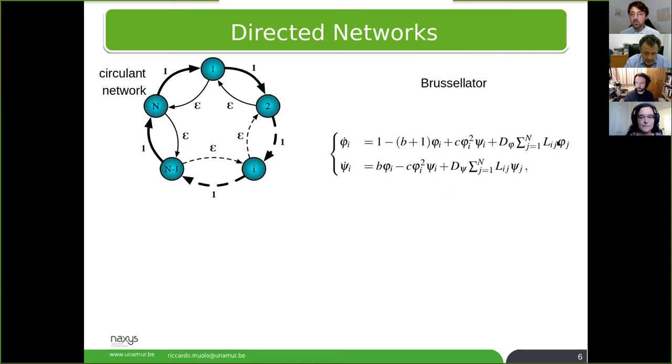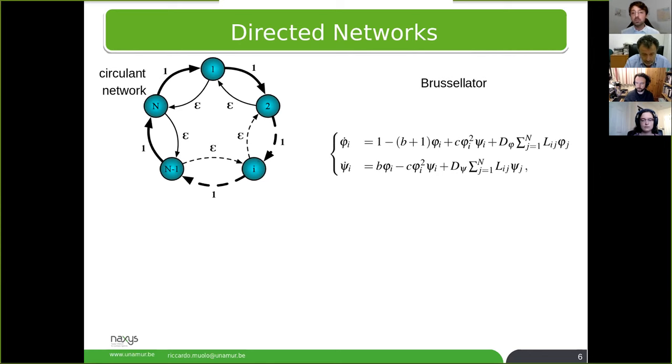We study this system with diffusive coupling on a network that is called circulant, so it's a bidirected ring. We have epsilon, a parameter varying from one, where the network is symmetric, to zero. As soon as epsilon is less than one, the network is asymmetric.